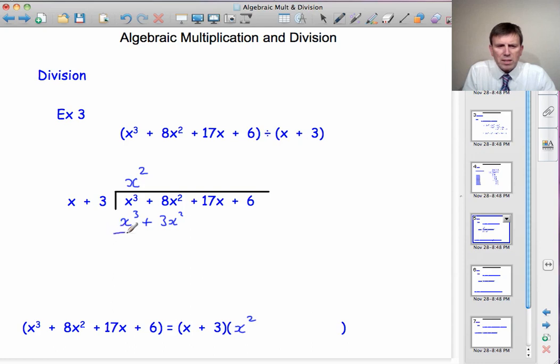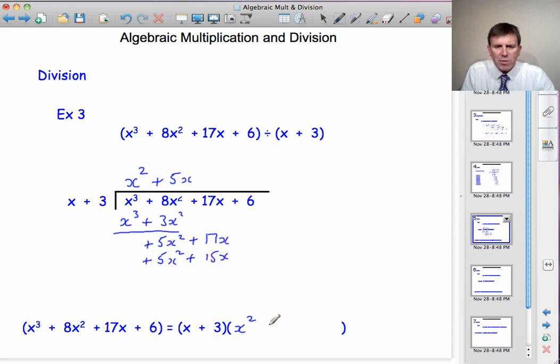So now we subtract to see what we've used up and what's left. X cubed minus x cubed disappears, that's why we're doing it. Plus 8x squared minus plus 3x squared is plus 5x squared. And we bring down the next term. And now I say, what do I need to multiply x by to get plus 5x squared? Answer, plus 5x. But that 5x will get multiplied not just by the x, but also by the plus 3. So 5x times plus 3 is plus 15x.